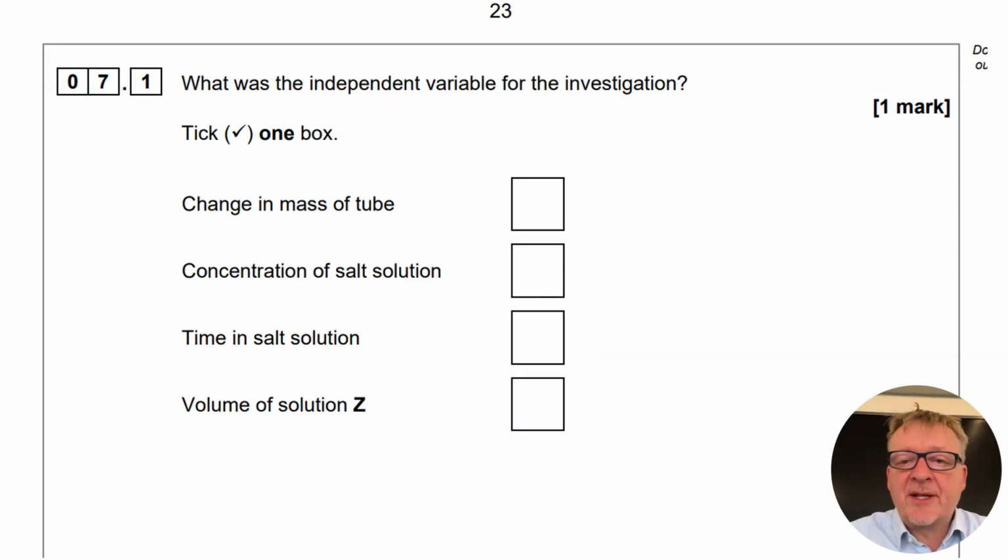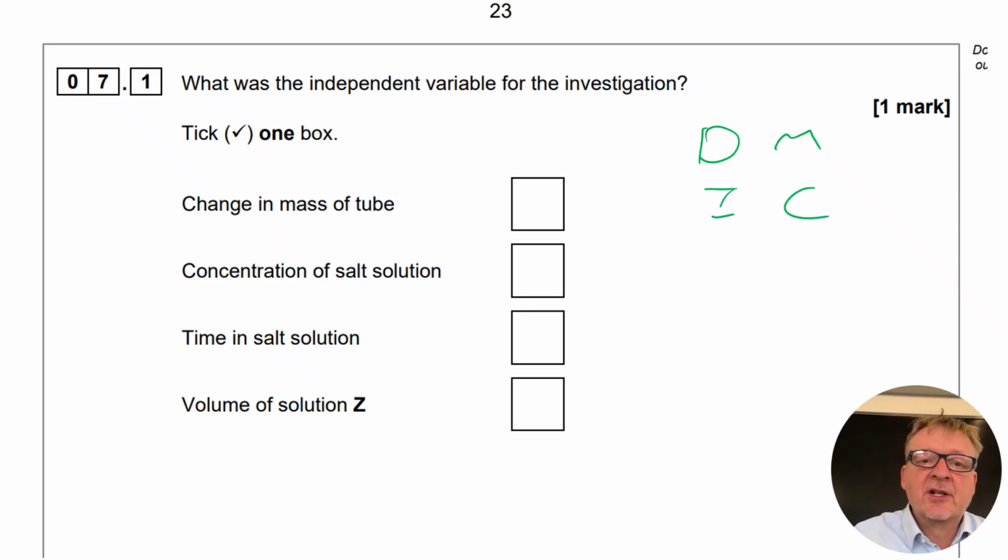What was the independent variable for the investigation? Dependent is measure, independent is change. So what are we changing? Well, we're not changing the mass of the tube, are we? We are changing the concentration of the salt solution. We're definitely not changing the time, and we're not changing the volume of solution Z, because it says in it that was the same.